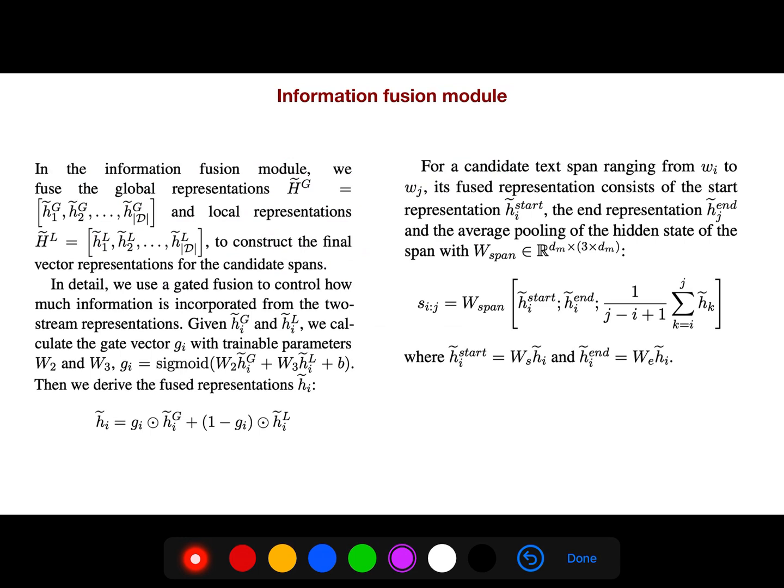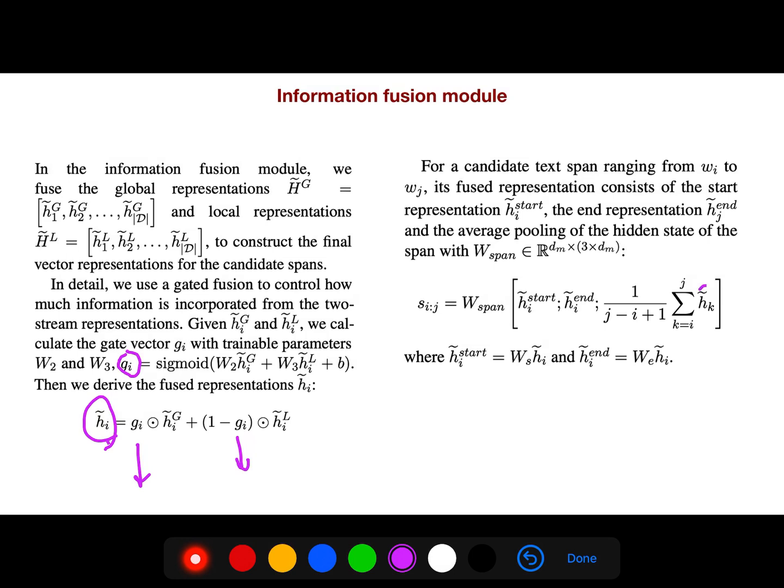We use a gated fusion to control how much information is incorporated from the two-stream representation. So given h sub i g tilde and h sub i l tilde, we calculate the gate vector. G sub i is the gate vector with trainable parameters. So we learn it like this. It's a sigmoid function of this linear network. Then we derive the fused representation, h sub i tilde.